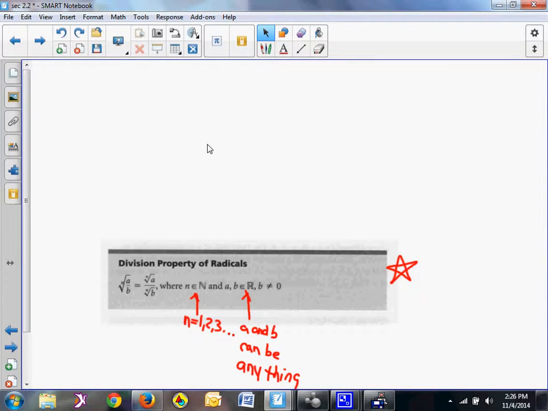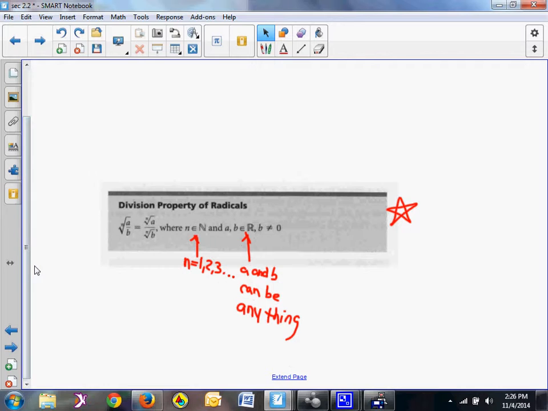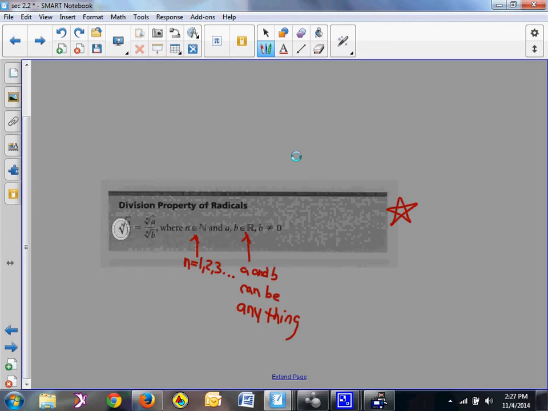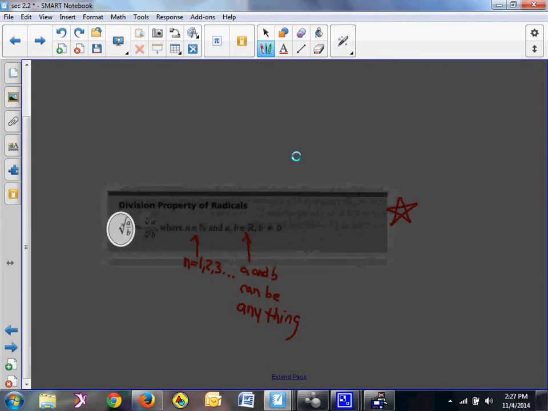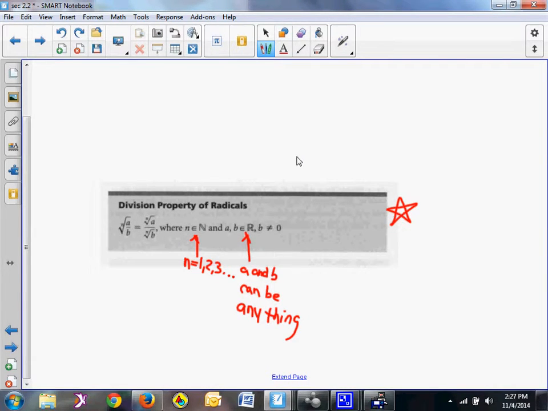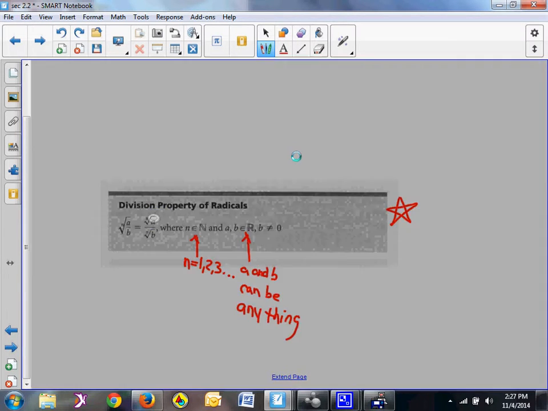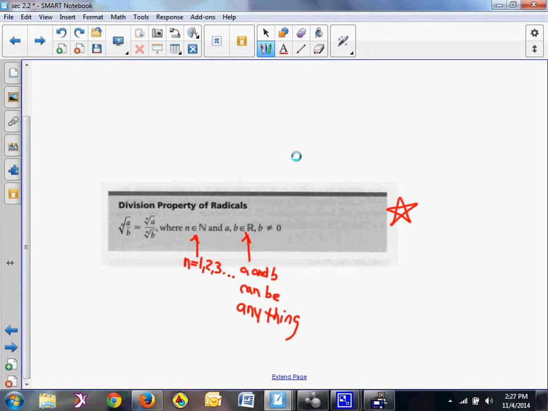All right, so we're going to start by looking at page 97, and there's this part here in a box. It's a division property. So we're going to pick this apart. What it's saying is when we have a radical that's a fraction with an index of n, we can separate that. We can separate it so we can have the top of the fraction inside the radical as its own radical, and we can have the bottom of the fraction as its own radical.